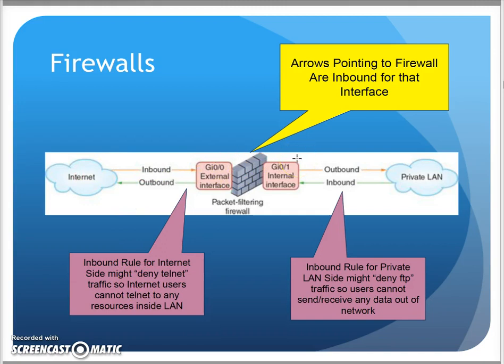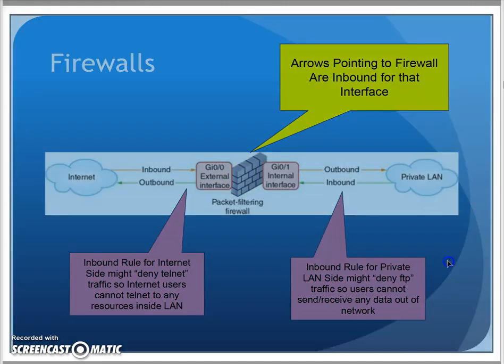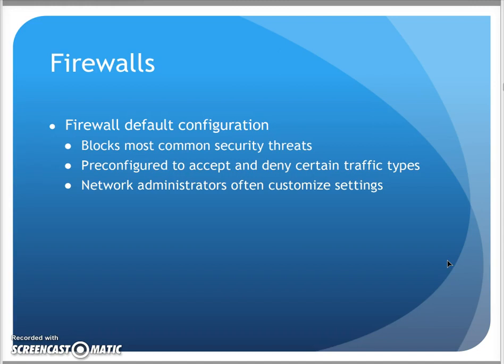Okay, and when we talked about ACLs earlier, I used the security guard example. That helps you sort out the inbound and outbound traffic thing, which can be confusing until you give it an example, like I did with the security guard, of which way they're going to check traffic. Your firewall's default configuration blocks a lot of common threats, pre-configured to accept and deny certain types of traffic. Network administrators often take that and start adding to it.